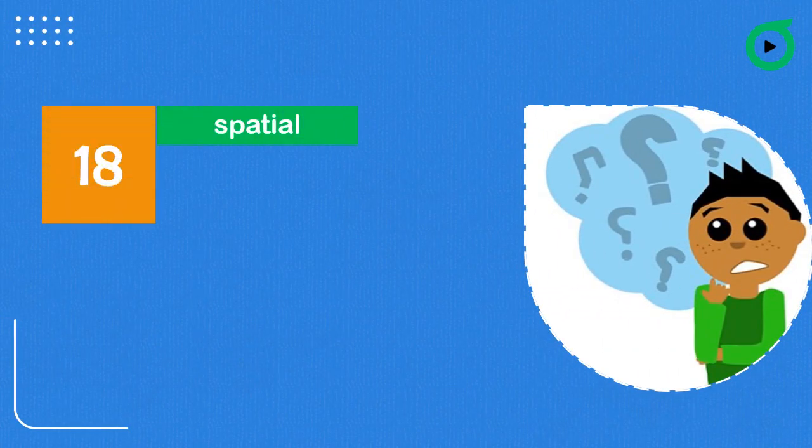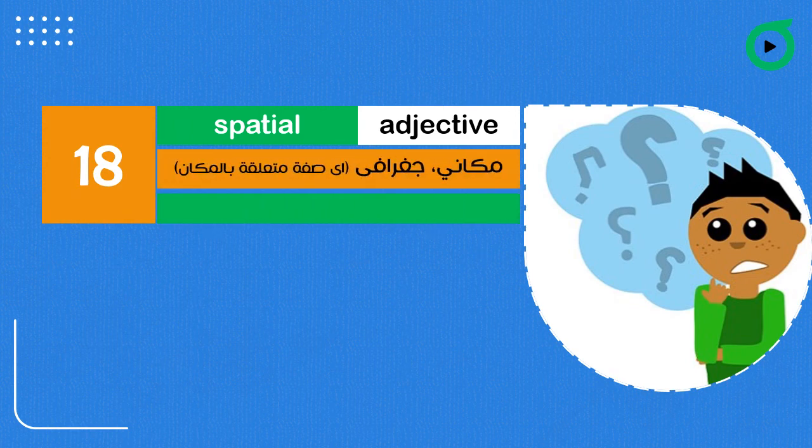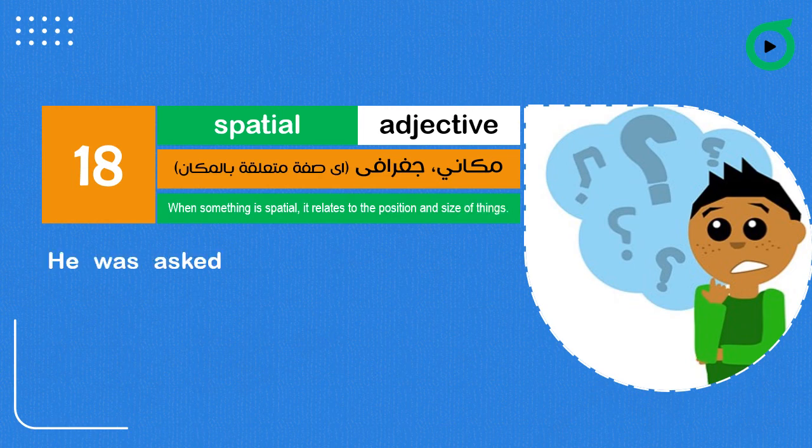Spatial. When something is spatial, it relates to the position and size of things. He was asked where the books were located to test his spatial ability.